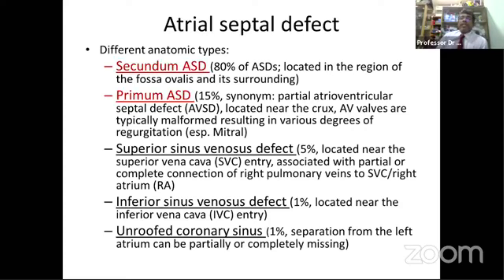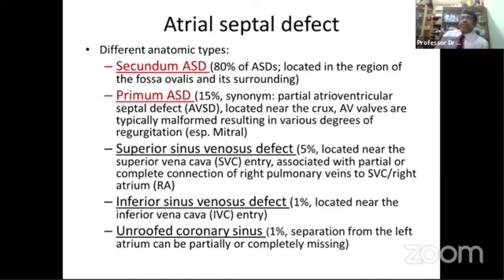The defect that lies in the mid part is called the secundum type of lesion. One that lies in the lower portion of the interatrial septum, and may involve the atrioventricular valve also, is called the primum type of atrial septal defect. And there may be other types like the venous type. In those cases, the defect lies near the superior vena cava or inferior vena cava. So that is called the venous type of atrial septal defect.